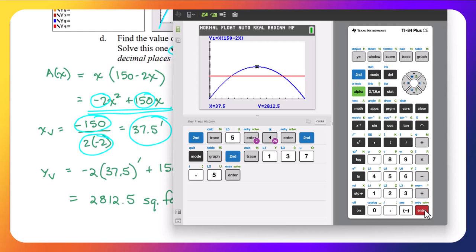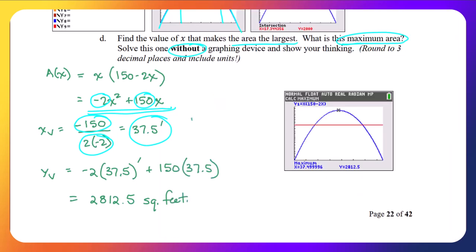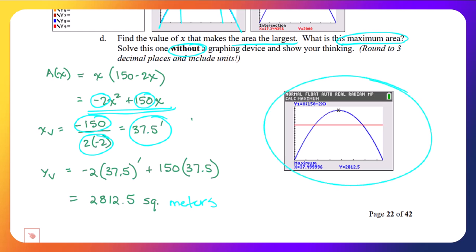2,812.5 square feet. This question is in, ooh, wait a second. I think this question's in meters. I think I made a mistake. It's a good thing we caught that together. So let's change this to meters. And I think we'll be good to go. This actually did the maximum. You can practice that now if you want to, but you'll see in both cases we'll get the same area.